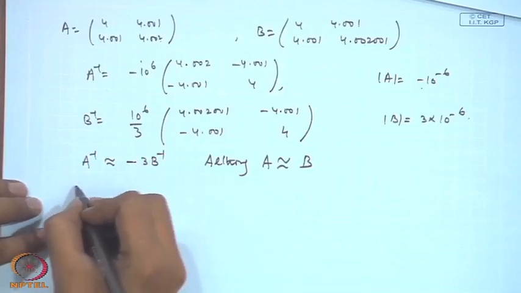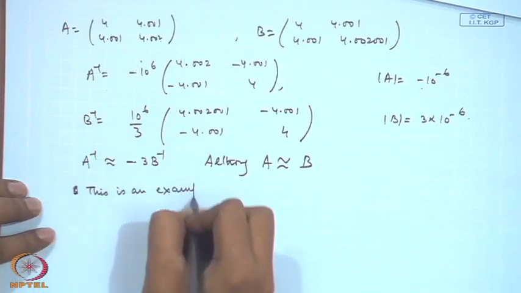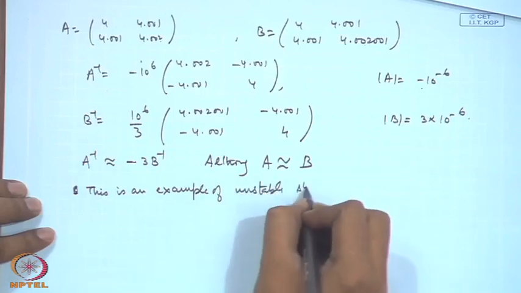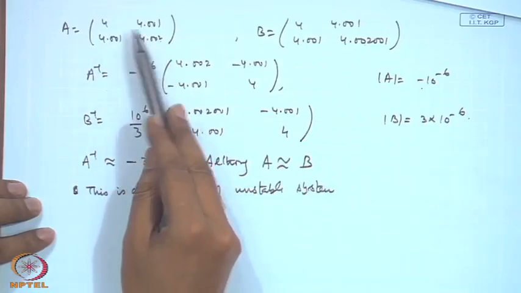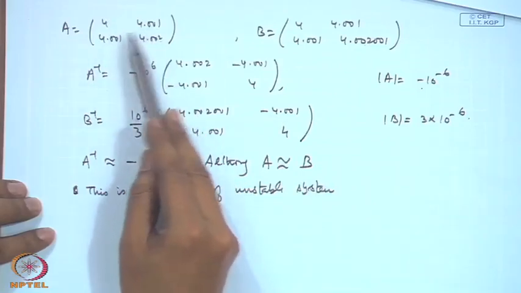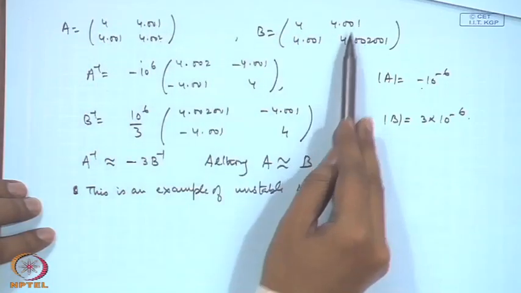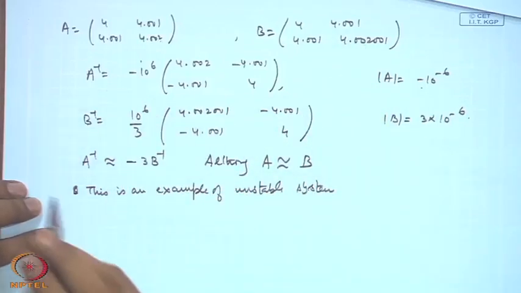So, this is an example of an unstable system. The reason is that if I look at this, they are almost linearly dependent here. See, A, if you look at this, is dependent. So, this is almost dependent here because there is a small change. In that case, a small change in the value of one term makes a huge change in the value of B inverse.